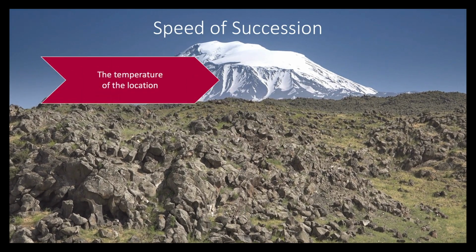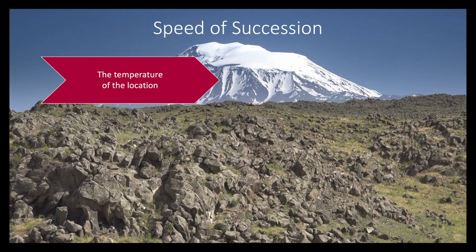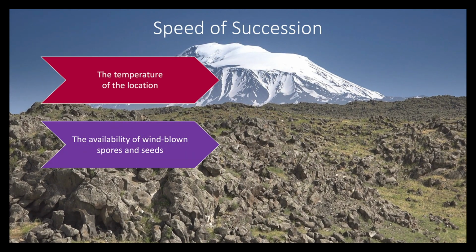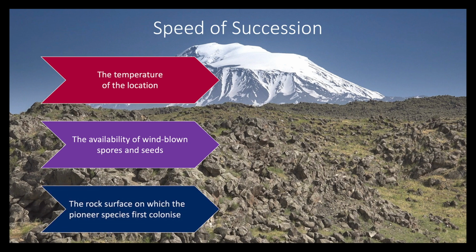Speed of succession. The speed of succession can vary depending on the temperature of the location, the availability of wind-blown spores and seeds, and the rock surface on which the pioneer species first colonise. To summarise, succession will occur faster in warmer climates than in cooler climates. For example, succession will take place at a slower rate in taiga areas of the world, whereas succession in warmer tropical areas will be faster and the climax community for that particular environment will be reached faster.